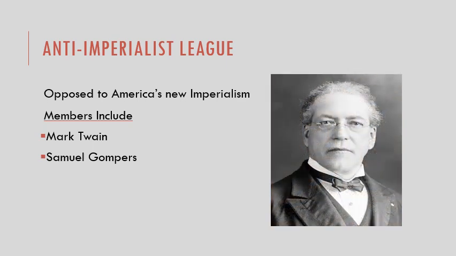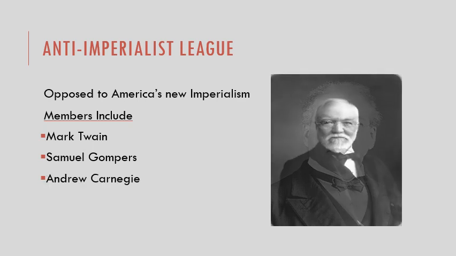Samuel Gompers, head of the famous union, the AFL, American Federation of Labor, eight hours. He also is against imperialism because he feels that it would cheapen labor. Products will be made in other countries. And also Andrew Carnegie, the steel producer. For him, he's against it mostly because of social Darwinism. Why go over there? Those people will never learn or be as smart as us. It's just a big waste.